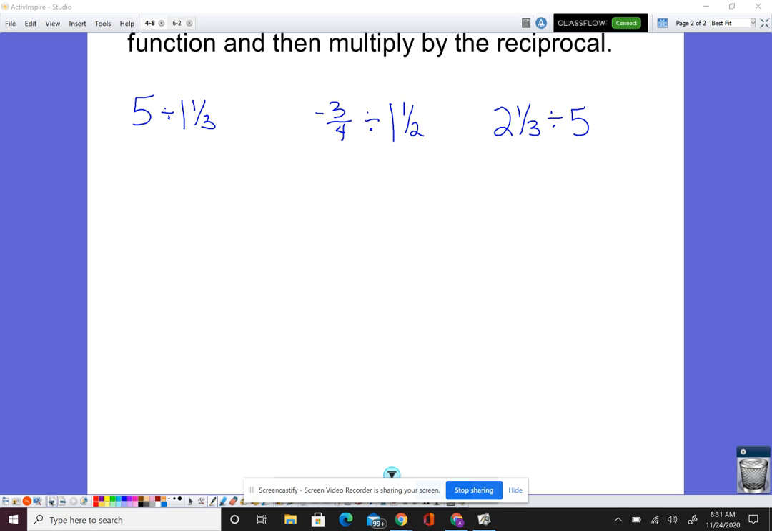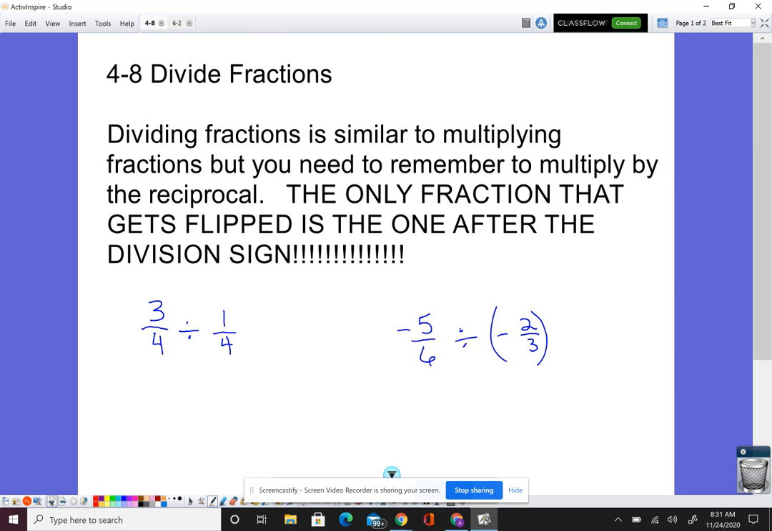Okay, last section of chapter 4.8 is dividing fractions. It's pretty much the same as section 4.6, except for one thing, and in highlighted capital letters, the only fraction that gets flipped is the one after the division sign. We know that dividing is the same as multiplying by the reciprocal, and that's what we use here in our division with fractions.